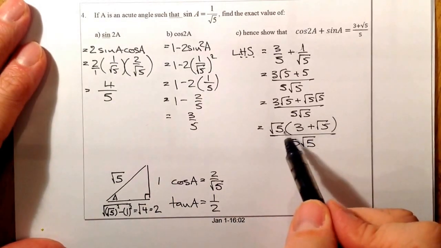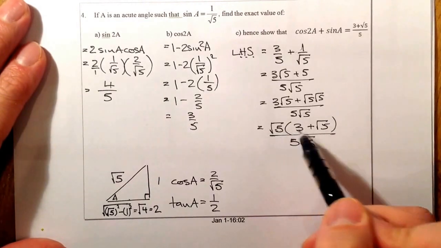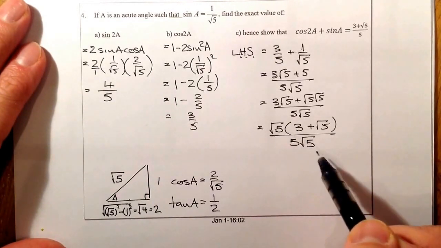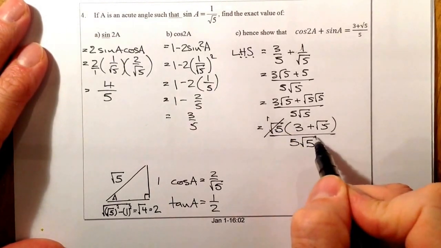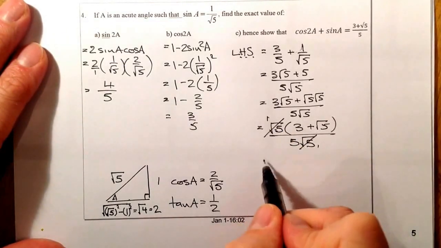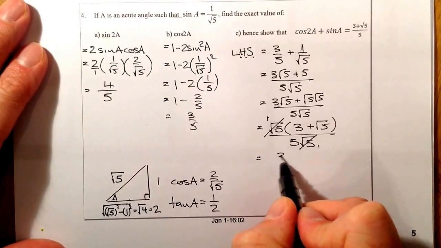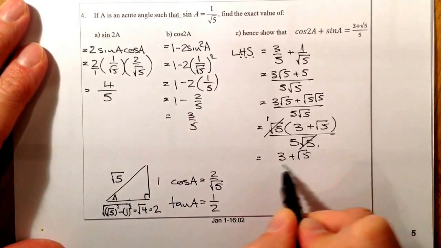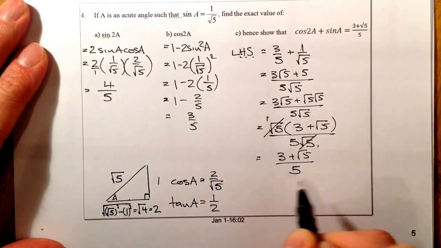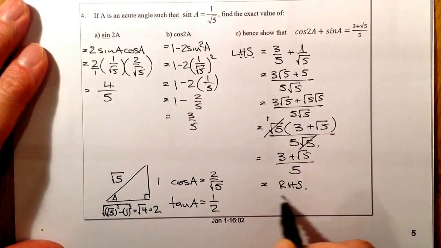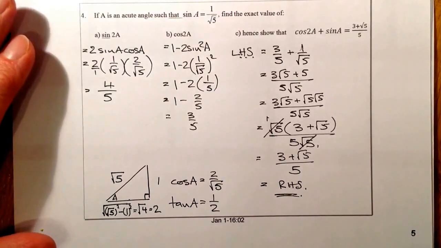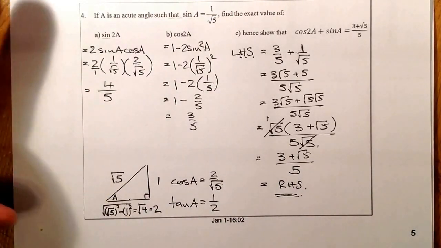And what I can do is, because I'm multiplying everything on the top by root 5, and I've got a root 5 on the bottom, I can divide top and bottom by root 5, which cancels these two to 1. So that leaves me with 3 plus root 5 on the top, and that's all divided by 5. So the left hand side equals the right hand side. And that's that complete. So let's see the marking for this question here.